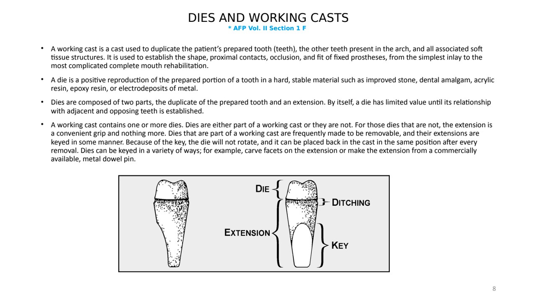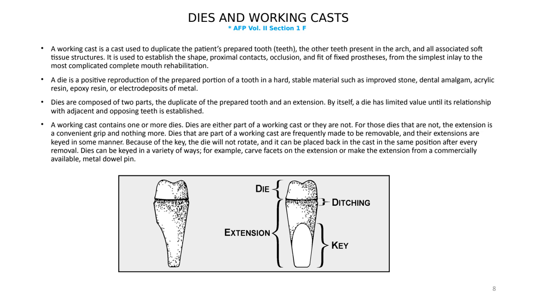A working cast contains one or more dies. What is that supposed to mean? Well, depending on how many teeth the doctor preps. So it could be a small filling, it could be two or three crowns that the patient needs. So it's a full prep on a few teeth. Okay. So we have to know that an impression may contain multiple dies. Dies are either part of a working cast or they're not. For those dies that are not, the extension is a convenient grip and nothing more.